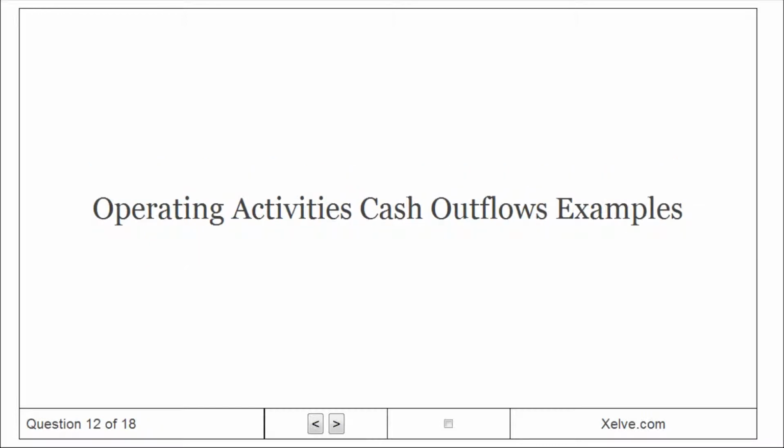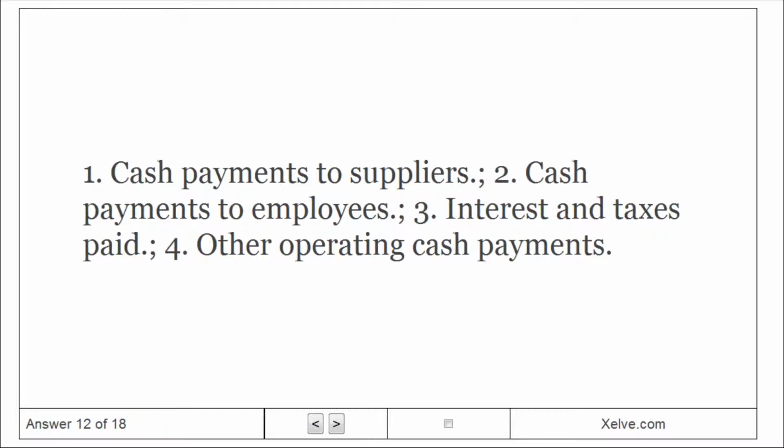Operating activities cash outflows examples. 1. Cash payments to suppliers. 2. Cash payments to employees. 3. Interest and taxes paid. 4. Other operating cash payments.